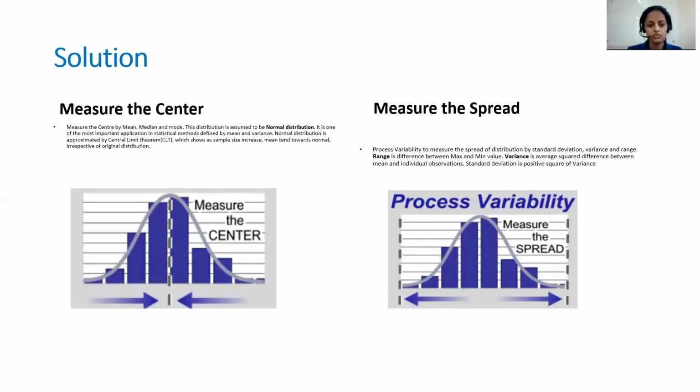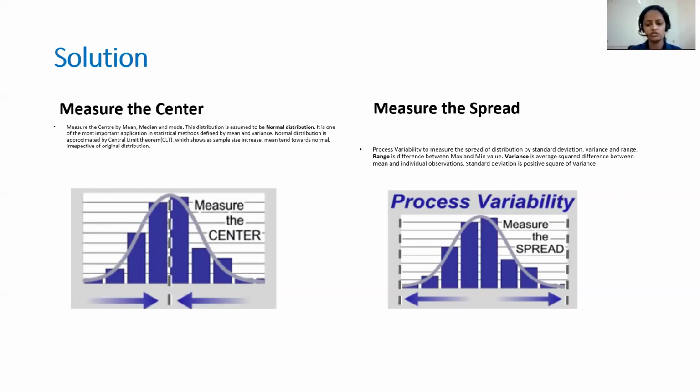So to understand the product variability and the product stability, what we have to do is measure the center, and this is done through a statistical process control chart where it is defined by the mean, variation, and the mode. So the center is measured by calculating the mean, which is the sum of all observations divided by the total number of observations, and the median and the mode.